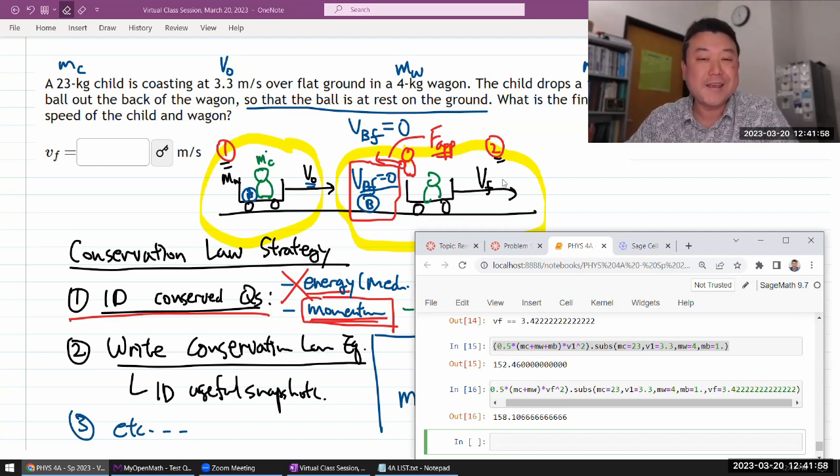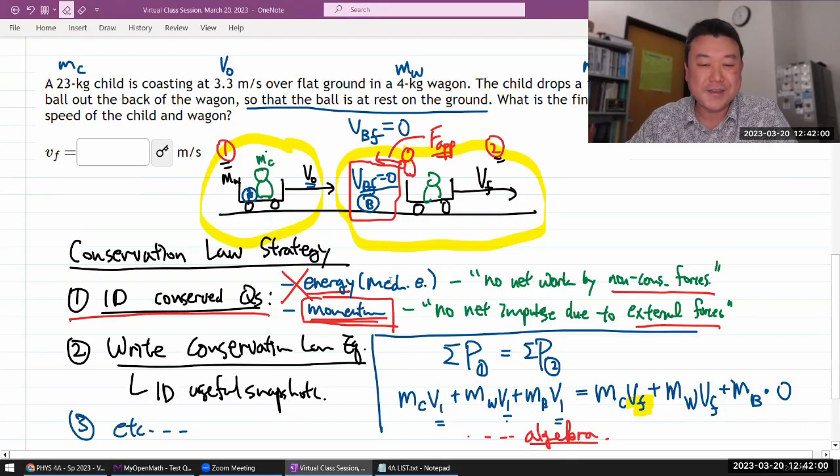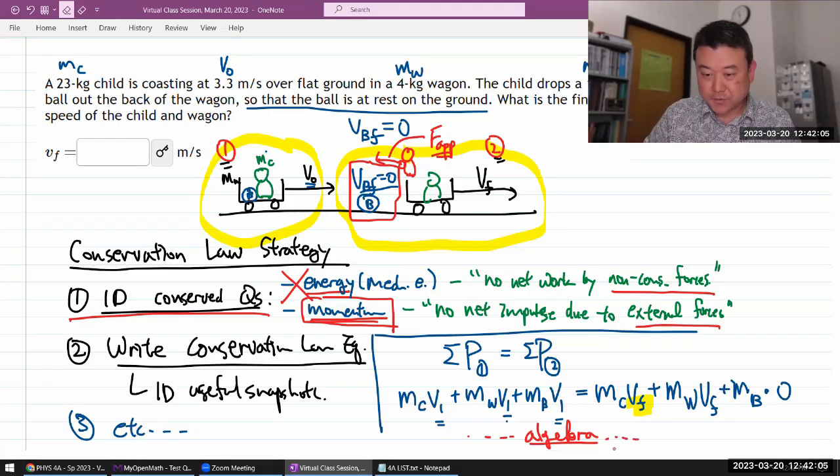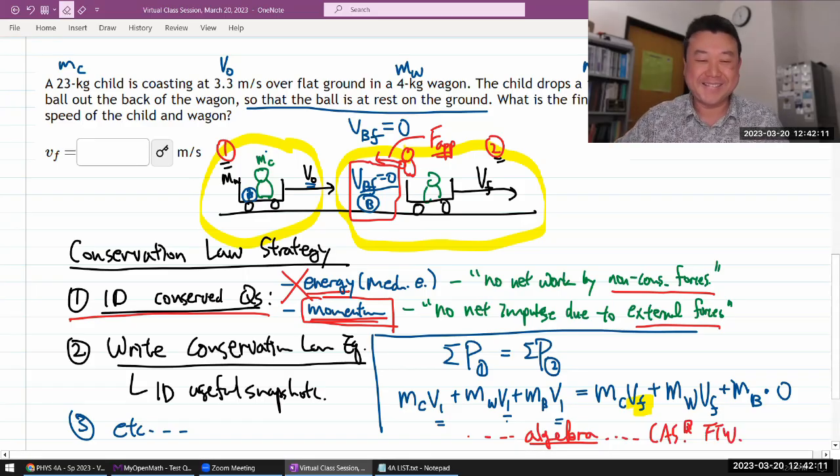So it was good that we didn't use conservation of energy because that would have been wrong. Let me just say I used the computer algebra system for the win. All right.